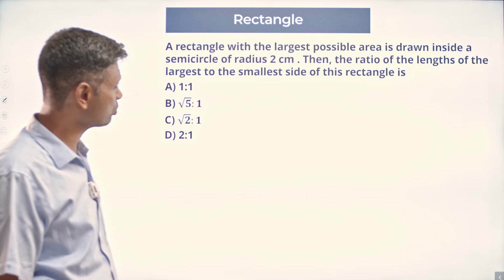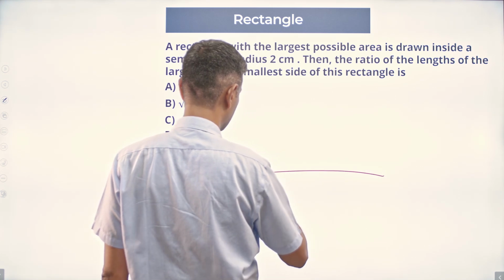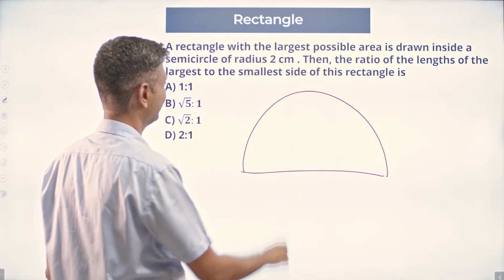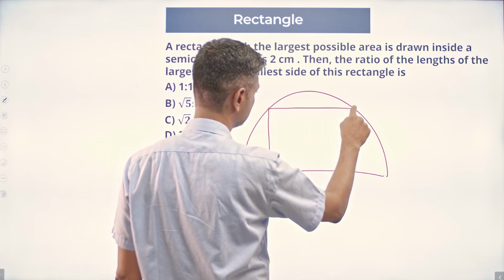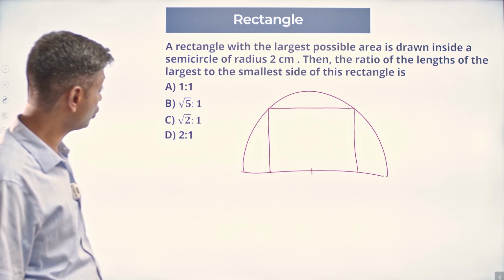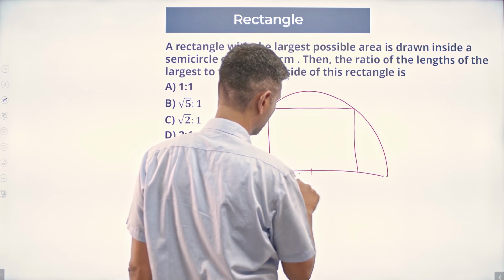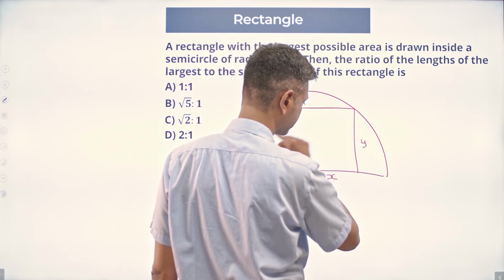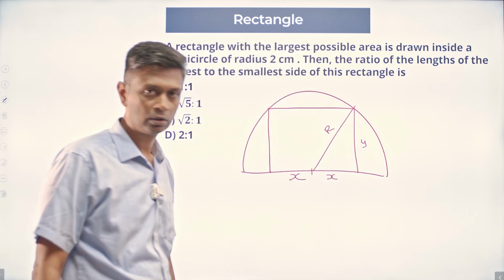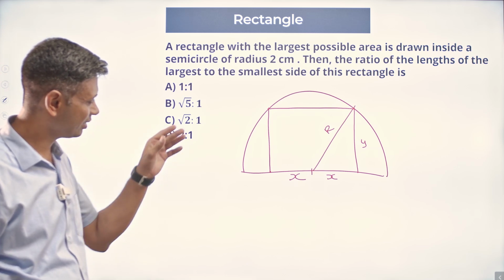A rectangle with the largest possible area is drawn inside a semicircle of radius 2 centimeters. Semicircle of radius 2 centimeters. Largest possible area. And so some rectangle like this. The ratio of lengths of the largest to the smallest side of this rectangle. So let's say this is x, this is x, this is y, this is the radius r. Semicircle of radius 2 centimeters, radius is r.